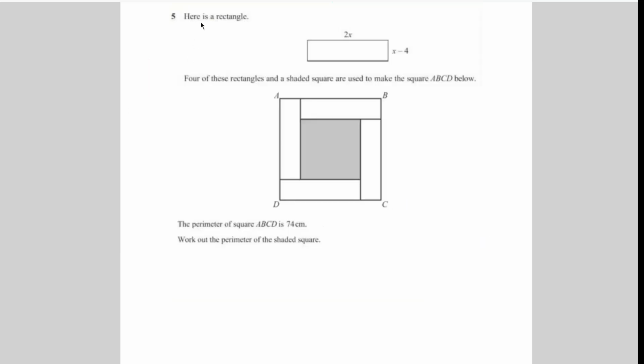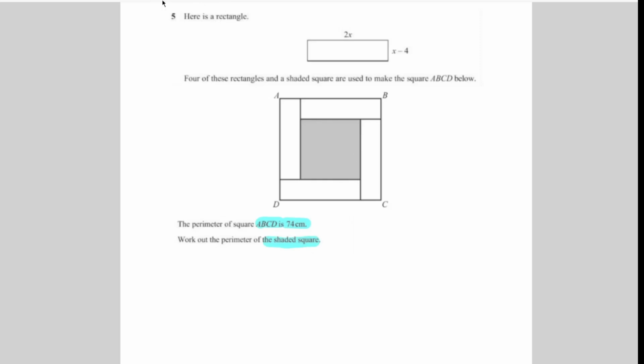Question 5. Here is a rectangle. 4 of these rectangles and a shaded square are used to make the square ABCD below. The perimeter of square ABCD is 74 centimeters. Work out the perimeter of the shaded square. So we need to get the perimeter of this one.